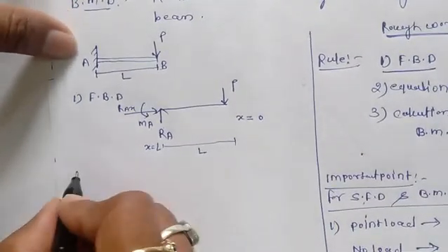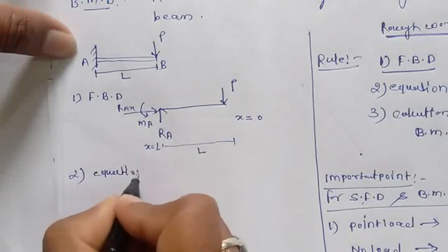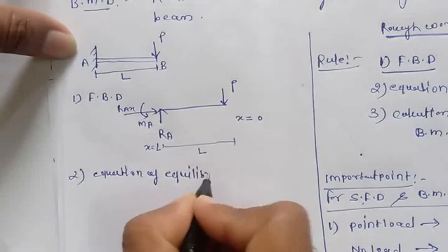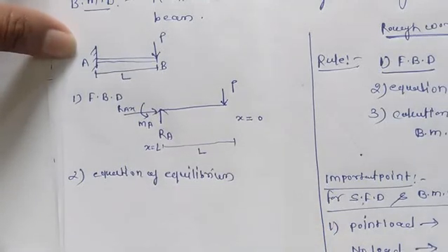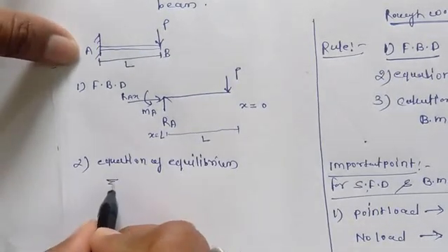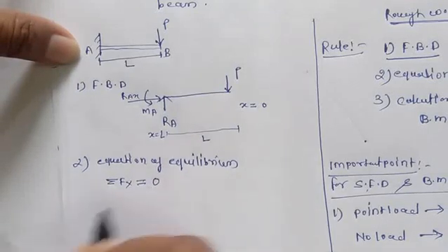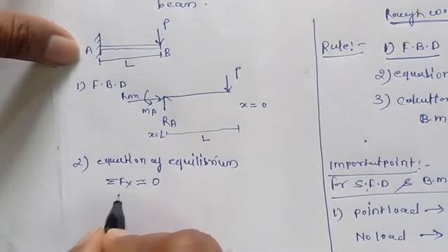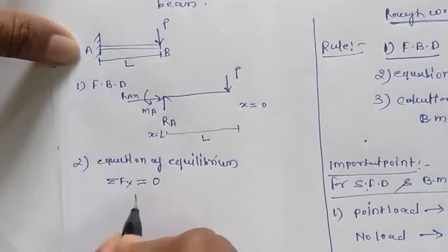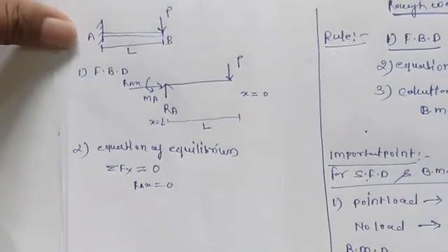Now the second step is the equation of equilibrium, or the support reactions we have to calculate. First is summation of Fx equal to 0. All the horizontal forces we have to take, and we have only Rax, so Rax is equal to 0. No other horizontal force is there except this.